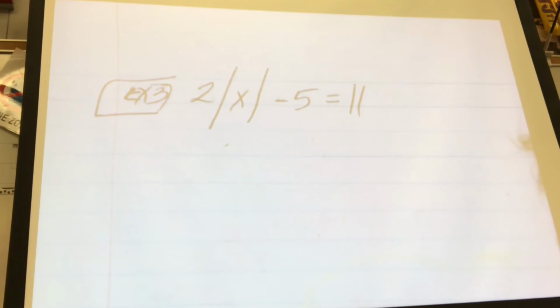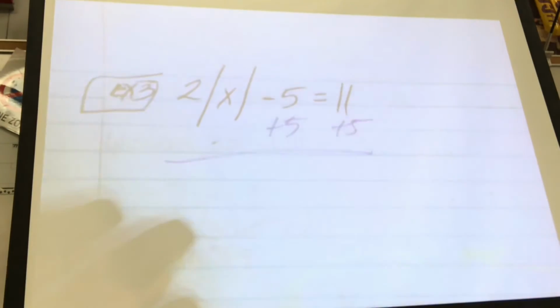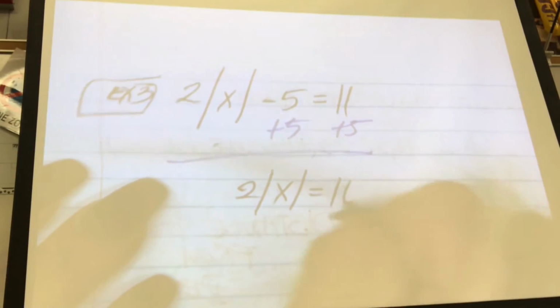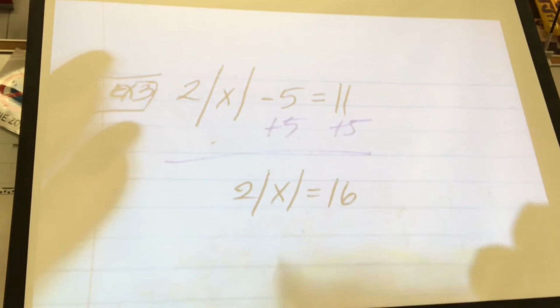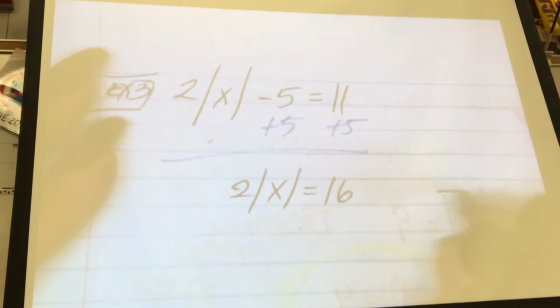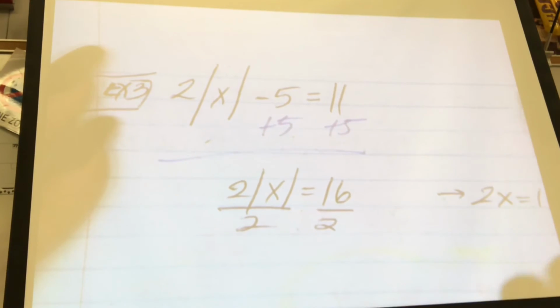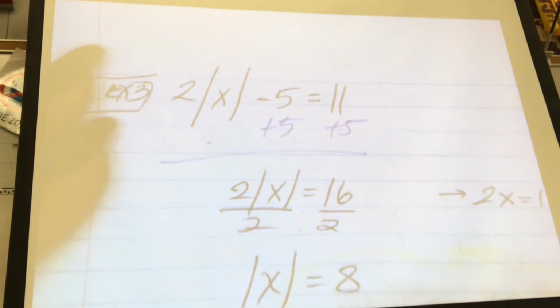Thank you, Jacob. We're going to add 5 to both sides. Add 5, add 5. I get 2 times the absolute value of x is equal to 16. How do I get rid of this 2, Alana? This is the same thing as 2 times x equals 16. Yep. Divide by 2. So I get absolute value of x is equal to 8.